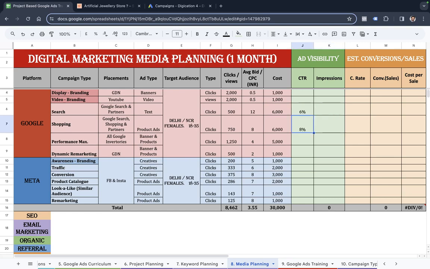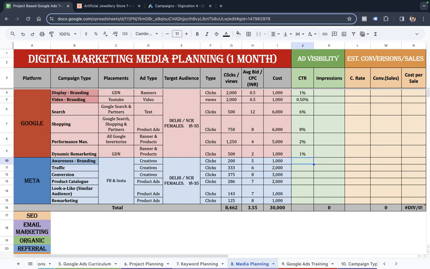This is still higher than search. For Performance Max, we get a CTR of around 2%. Dynamic remarketing stays around 1%. And for branding, for display, we get a very low CTR, which stays around 1%. For video, the objective is not to get clicks. That's why it stays lesser than even display. This stays only at around 0.50%.